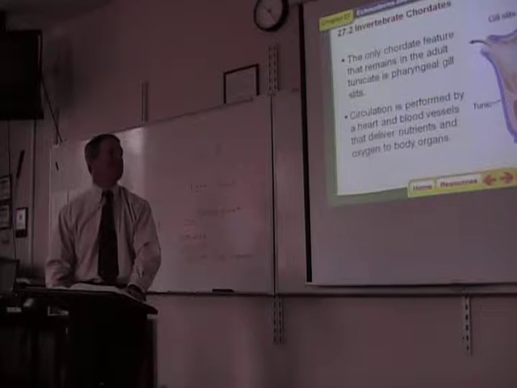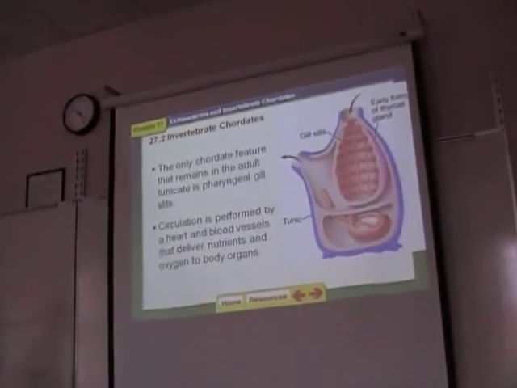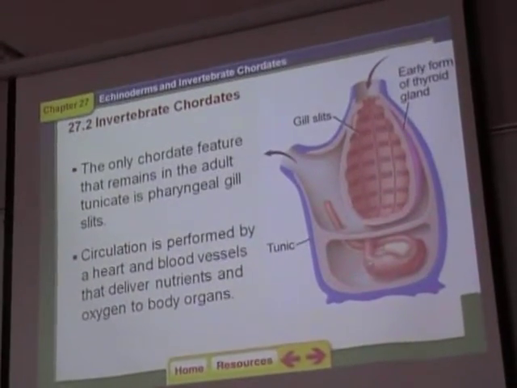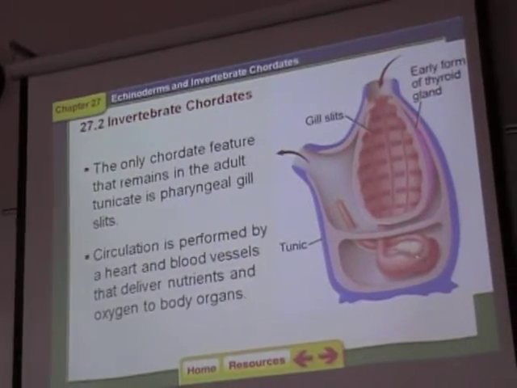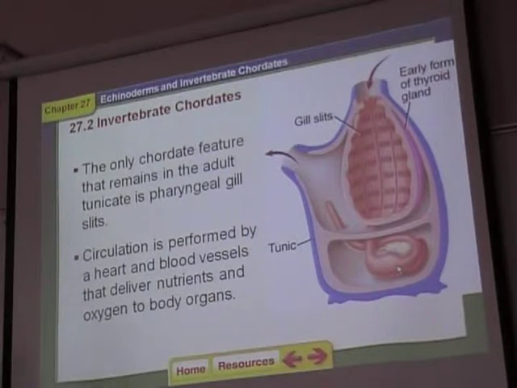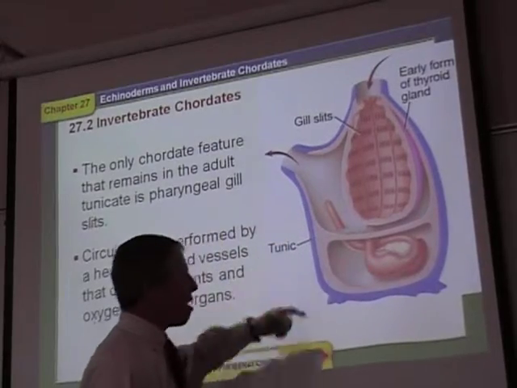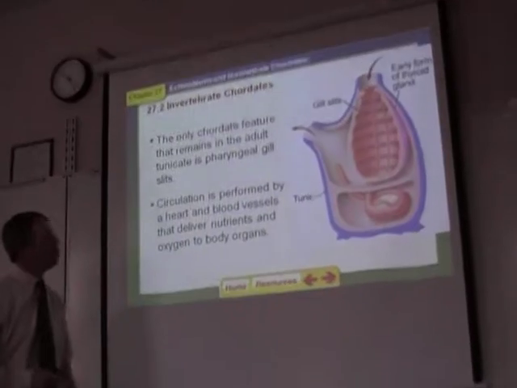So here's what it looks like in the adult form. The gill slits remain. They do have a heart down here. This is a heart and blood vessels. Their heart is kind of weird. The heart will pump in one direction for a while, and then it'll change directions and pump blood in the other direction. It's got a dual direction heart.